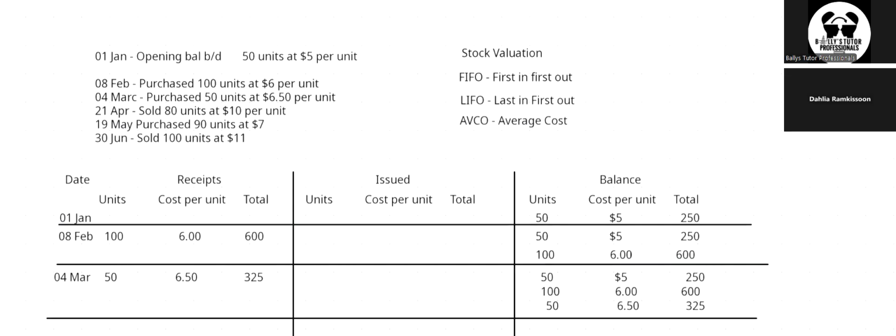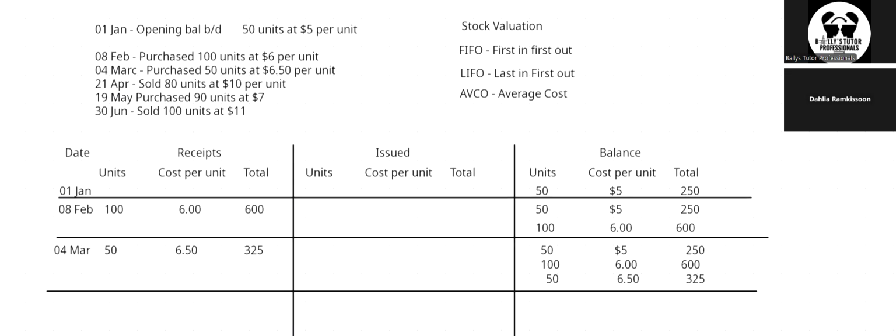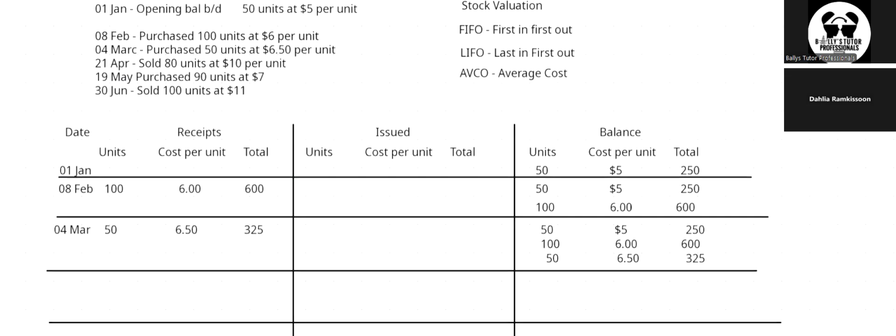Then in March, you purchase 50 more units at $6.50 per unit. You record that on the receipts. And now your balance is the balance of 50 that you started off with, plus the 100 you bought in February, plus the 50 you just bought, right? So that stays the same. Where it starts to change is when it's time to sell.